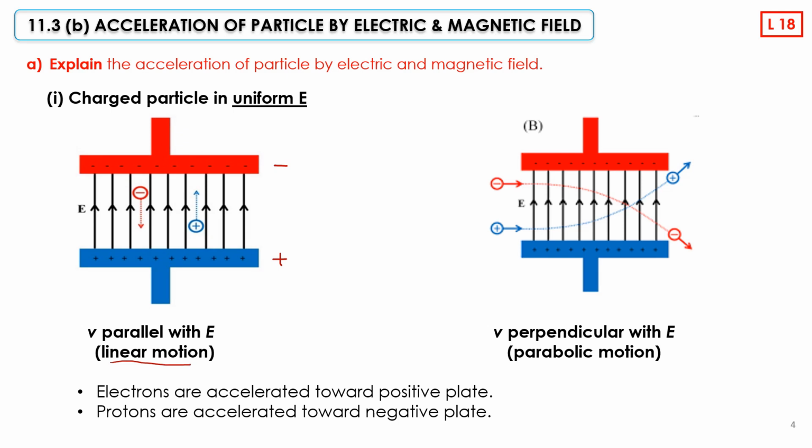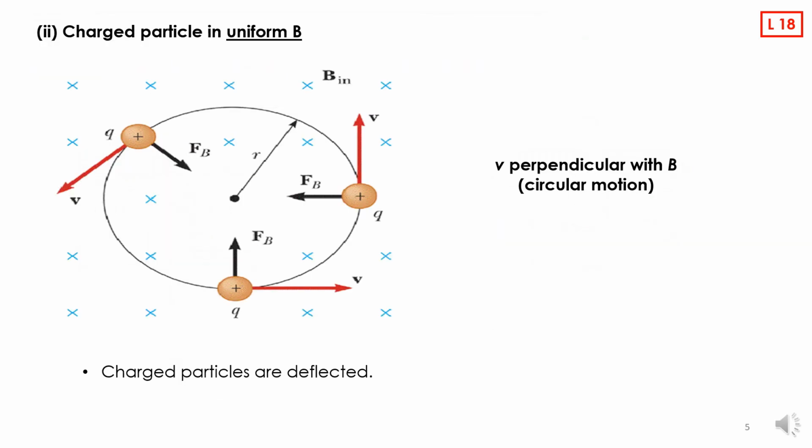But what happens if the velocity of the particle is perpendicular to the direction of the electric field? The charged particles will move in these trajectories, which is known as a parabolic path. Electrons are accelerated towards the positive plate, and protons are accelerated toward the negative plate.